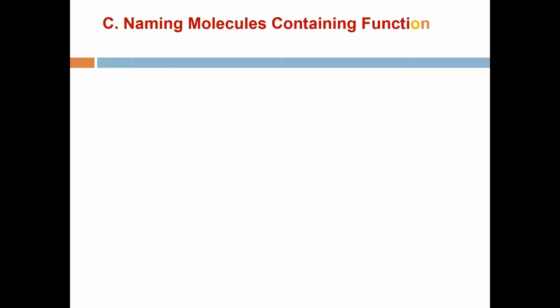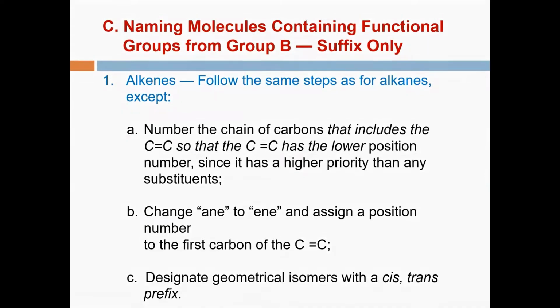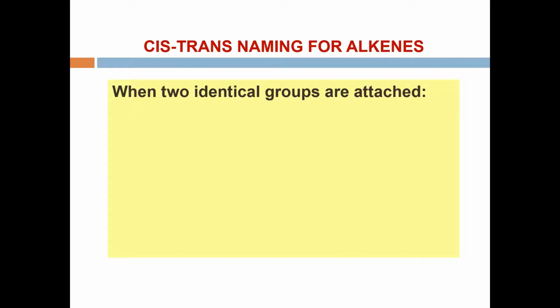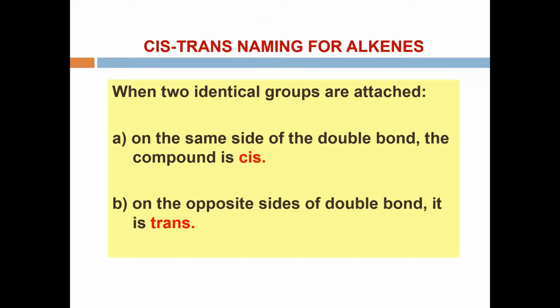When we are doing the naming for alkenes, we need to number the chain of carbons that includes the double bond, so that the double bond carbon has a lower position number. And then we have to change A and E to E and E because it's an alkene. How do we name cis and trans? When two identical groups are attached on the same side, we name them cis. On the opposite side of the double bond, it is trans.